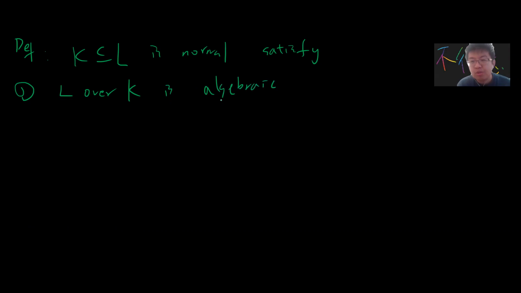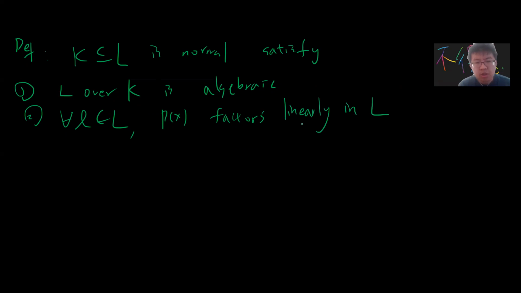So definition: suppose you have a field extension. It is normal if it satisfies the following. The first one is that L over K is algebraic. This is somehow like the starting point. And the second is that for all l belonging to L, the minimum polynomial P of X needs to factor linearly in L. So this means that P of X can be written as X minus l, X minus l1, up to X minus l_{n-1}, in L. So this is called a normal extension.